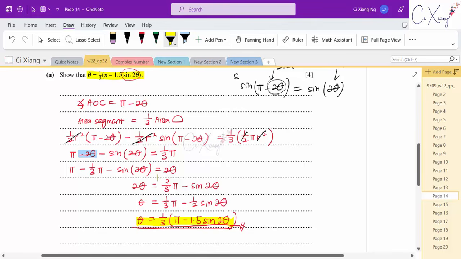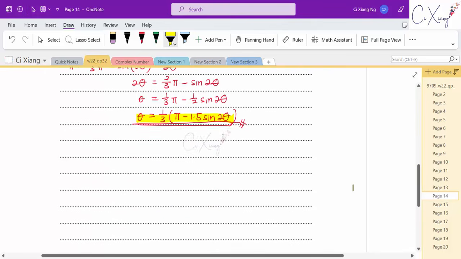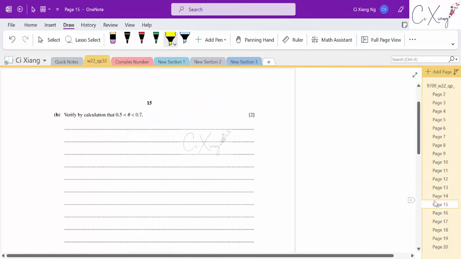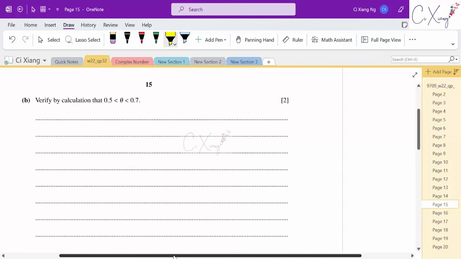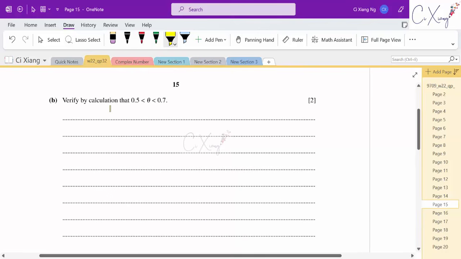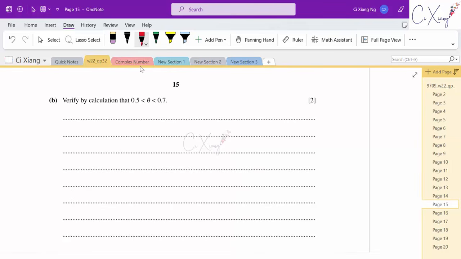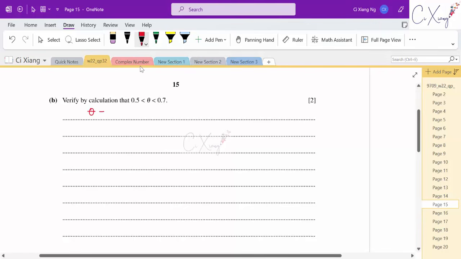Okay, and now let us proceed to part B. For part B, they want us to verify that theta lies between 0.5 and 0.7. For this question, I want to use the sign change method. Before the sign change method, this is my original equation that I have.